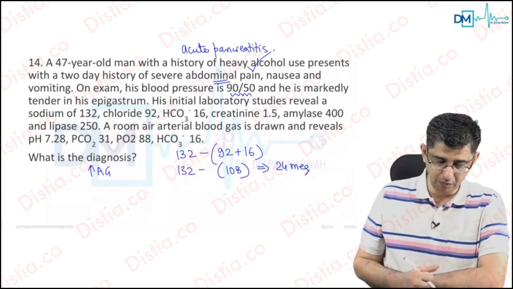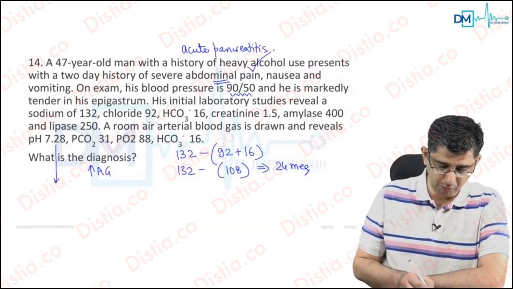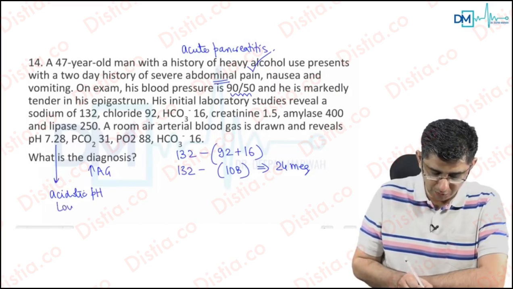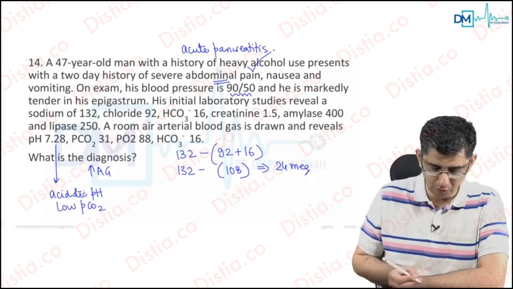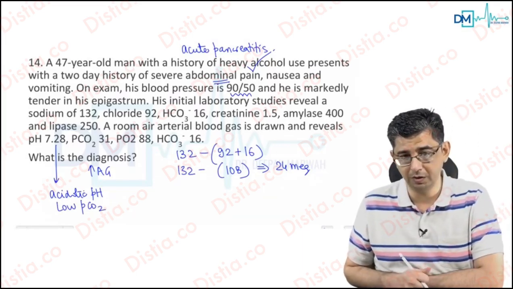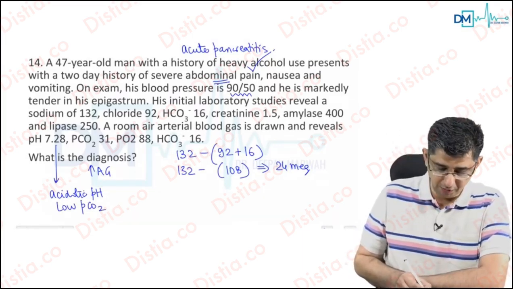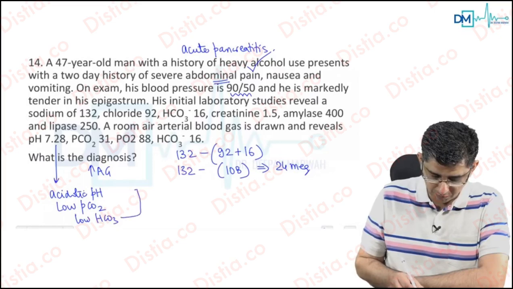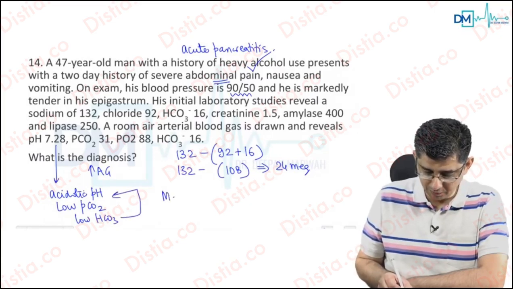A room air blood gas is drawn and reveals a pH of 7.28. So this is an acidotic pH. There is a low PCO2 in the patient. So low PCO2 cannot explain the acidotic pH of the patient. There is definitely a low bicarbonate, which explains the acidotic pH of this guy. So the primary change in this guy is the presence of metabolic acidosis.